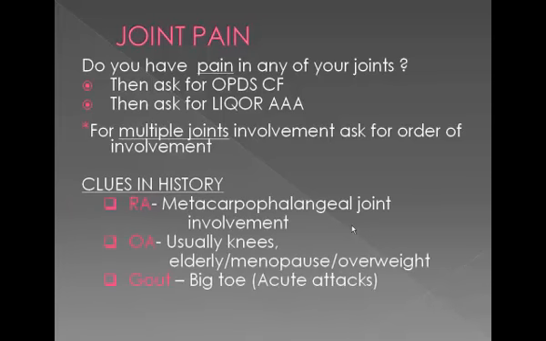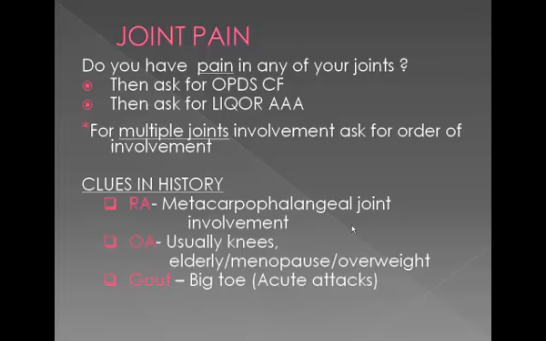Now pay attention to the clues that you get in history. For example, if it's rheumatoid arthritis, the most common joint that's involved is the metacarpophalangeal joint. If it's osteoarthritis, it's mostly the knee, especially in an elder woman, postmenopausal. If it's a younger person, probably it's because he or she is overweight. Okay? Gout, you guys know, it usually attacks the big toe and usually it's acute in onset.